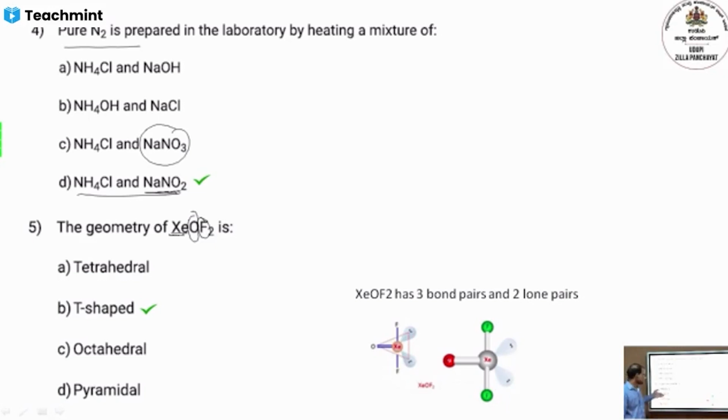the geometry of the molecule, you can see it is T-shaped. So the lone pairs will come here, and the other 3 bond pairs will make the T-shape there. Therefore, the geometry of the molecule is T-shaped.